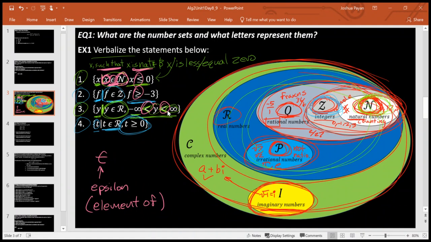Okay, so that was a crash course on set notation and a crash course on the number sets. A lot of this probably wasn't new to you, but all the same, just in case, there you have it.